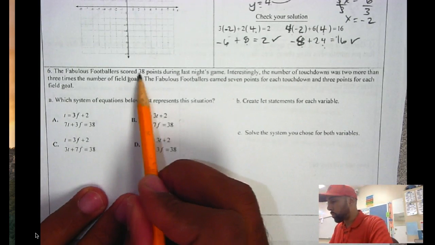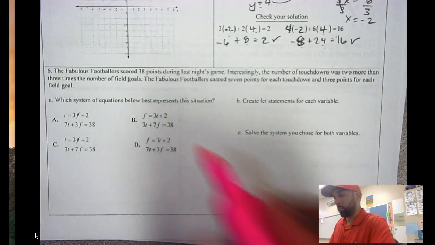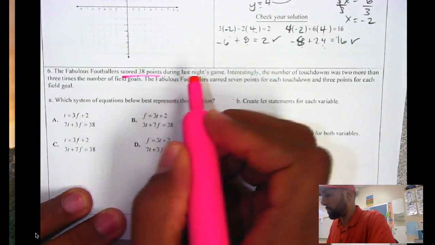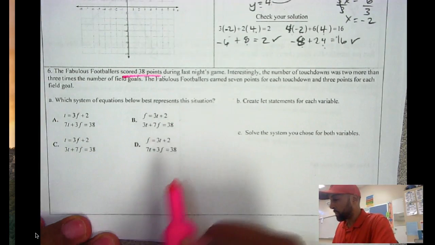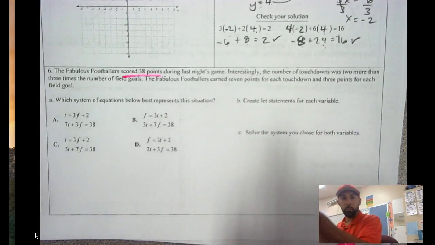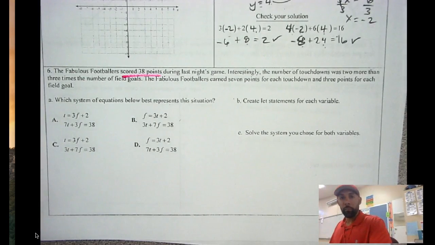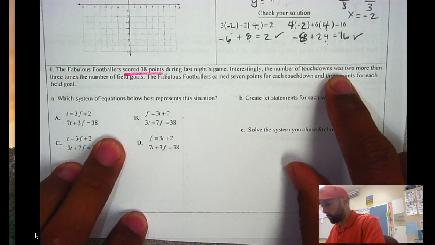The famous footballers scored 38 points. Well, I'm just going to take a guess. That's probably a total, because if you scored, that means at the end of the game you scored. And I'm already seeing 38 in the equations down here. So just as you read, look at the equations and start guessing where you think it might be.